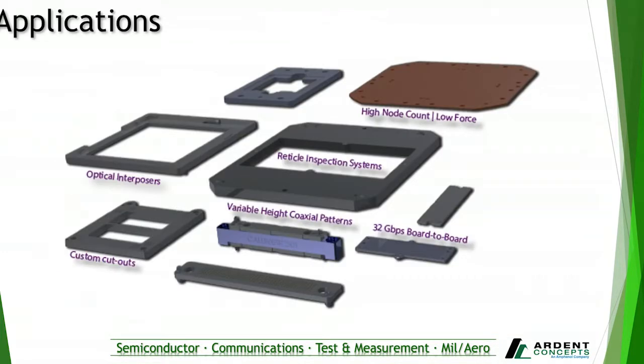Typical applications where we see our connectors used: high node count, low force connection systems, reticle inspection systems, typical 32 gigabit per second board-to-board connectors, our variable height coaxial patterns for phased array type systems or for systems that are modular in nature. We can offer custom cutouts in our connectors, so we can make our connectors in a variety of form factors that may avoid important components on the board. Optical interposers. So we have a variety of different ways that we can produce these connector systems for your application-specific needs, and we're happy to work with you to do so.